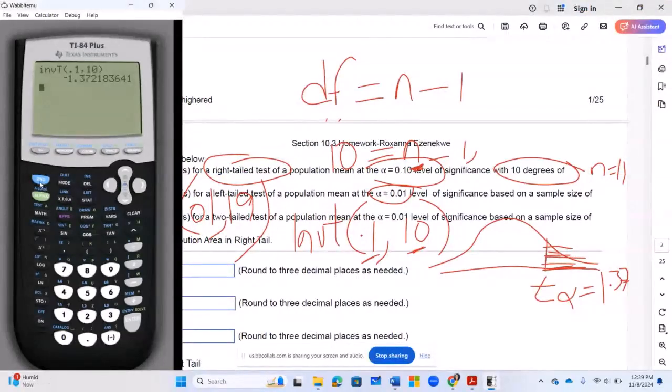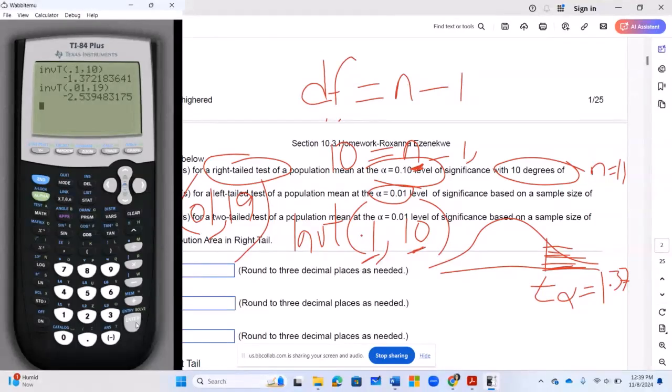So if I go to second distribution, I will select inverse t, number 4. The area to the left is 1%. Degree of freedom is 19. And I'll calculate. When I hit enter, it tells me that the critical value is negative 2.54 to 2 decimal places.